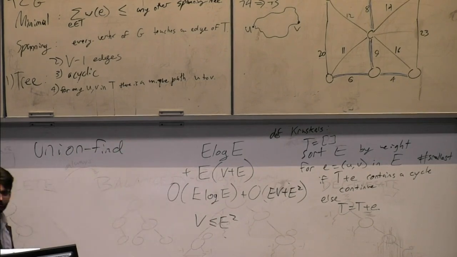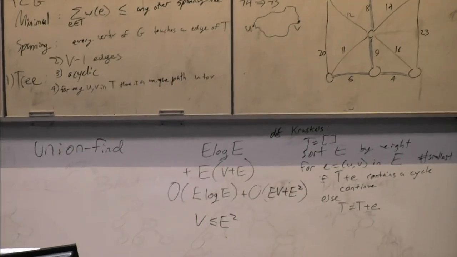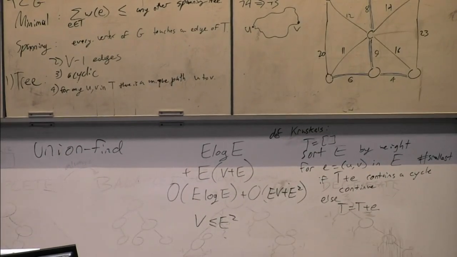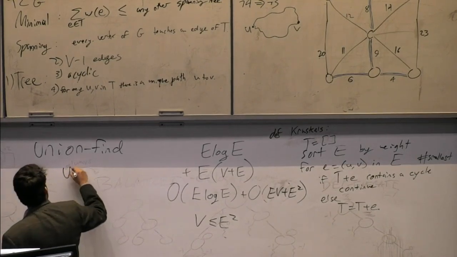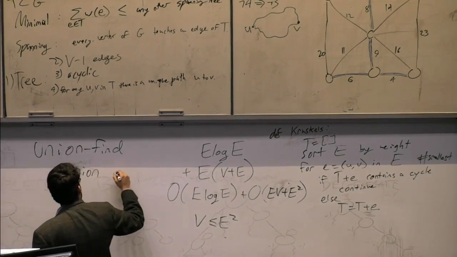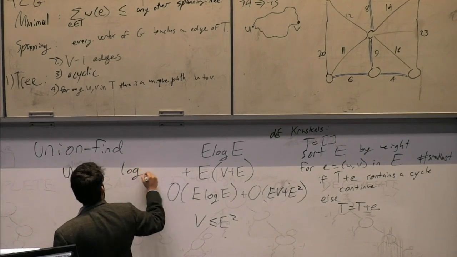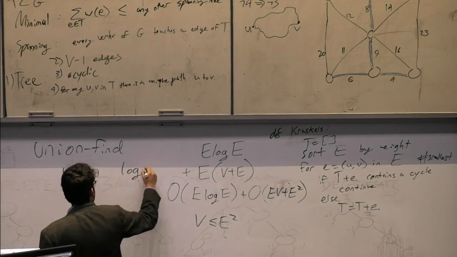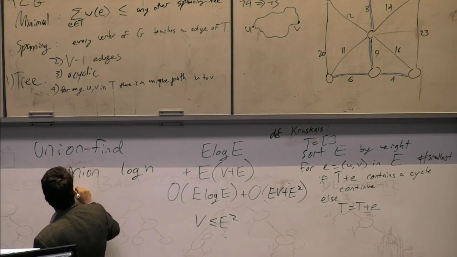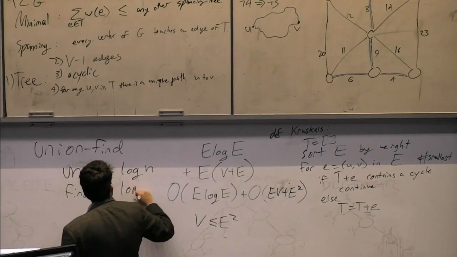Have you guys seen the union find data structure? Do you guys remember the union find data structure? The union find supports two operations, union, in log time. We'll say log of n. And then find, also in log of n.